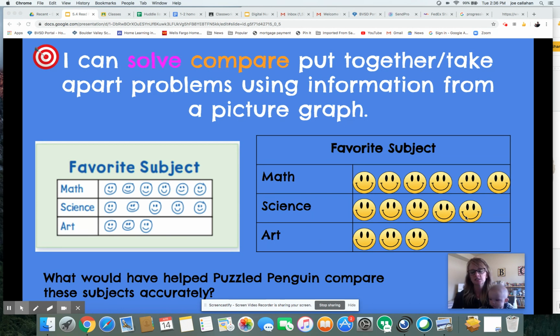How many students like science as their favorite subject? Your answer is 5. That's correct. Right here you can see 5 smiley faces to represent 5 students. Way to go. Number 2, how many total students did Puzzled Penguin survey?